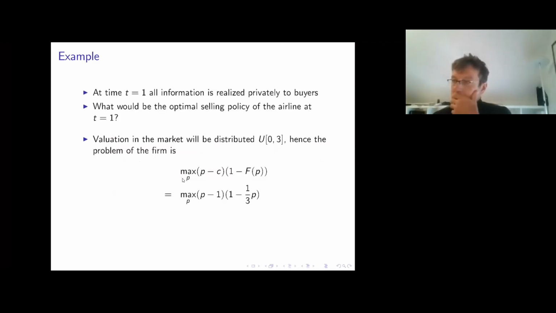And so at time 1, all the information is realized privately to the buyers. And we can ask ourselves, forgetting about the dynamic mechanism design, what we would do optimally if we were simply to wait until the very last moment and sell the ticket in period one. Or alternatively, if we were to take as the aggregate distribution the distribution between 0 and 3, and simply try to find the price that is optimal.